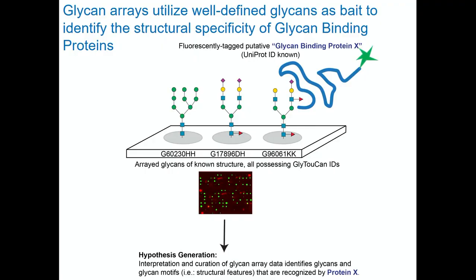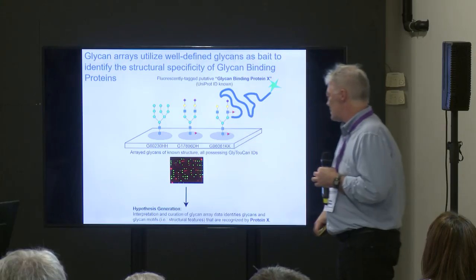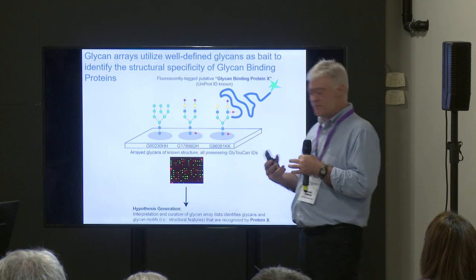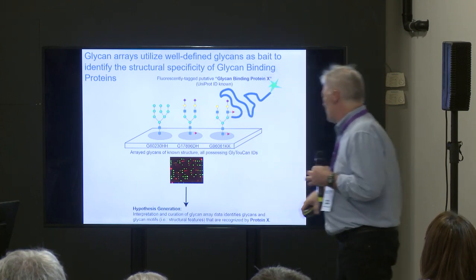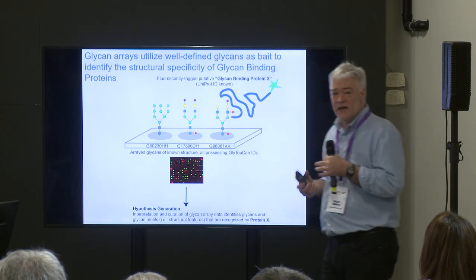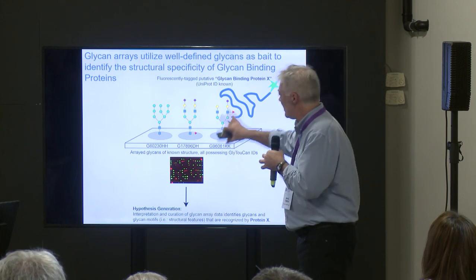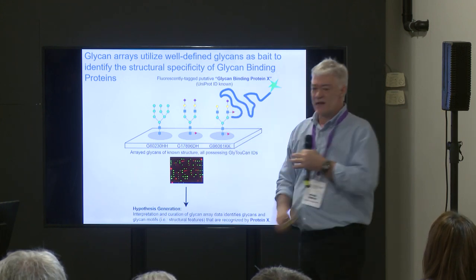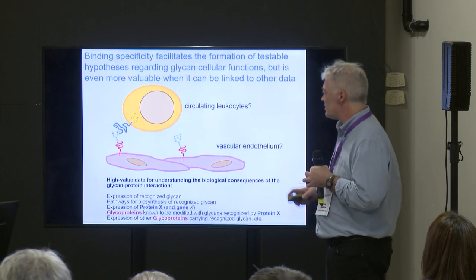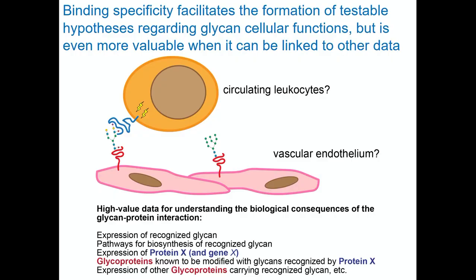If you interpret and curate this array data, it allows you to say, okay, this glycan-binding protein recognizes these structural features or motifs on these glycans. And you can begin to ask how the biosynthesis of that interacts with the binding activity and tissue distributions and other sorts of questions.